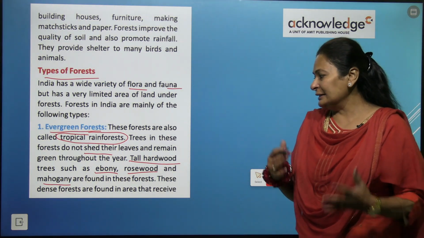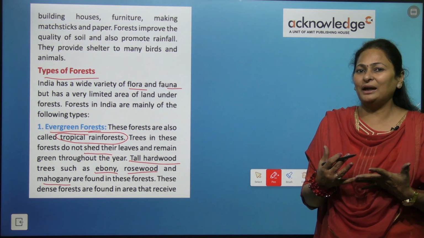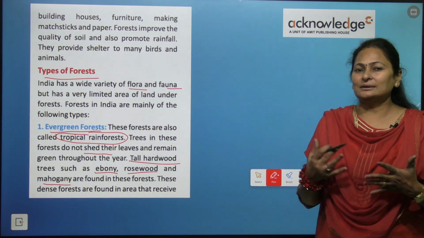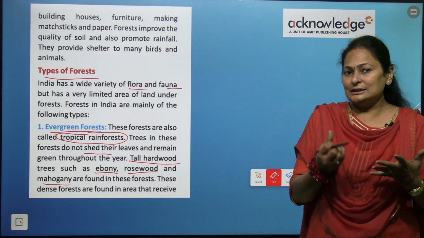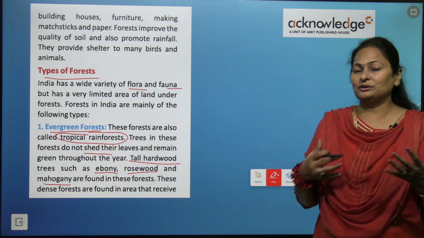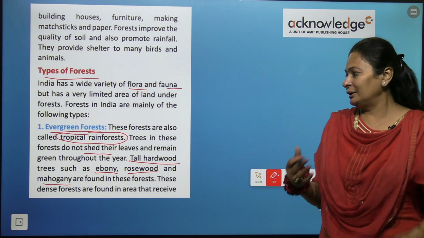These are dense forests. Dense means you would not get space or light. Sunlight also does not enter this forest because the trees that have grown are very close to each other, right?